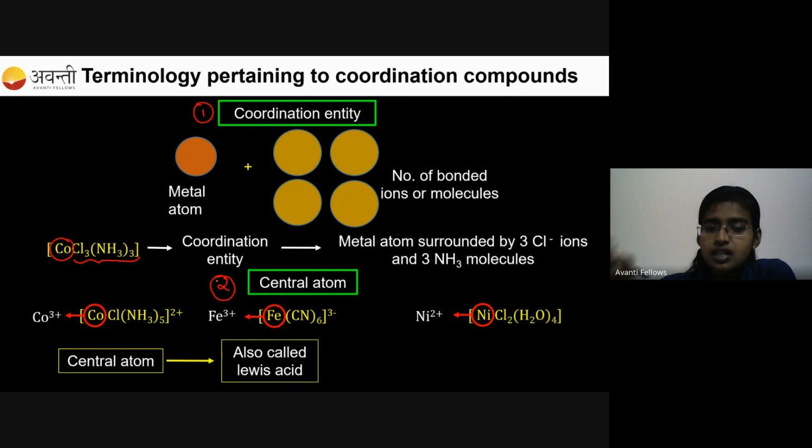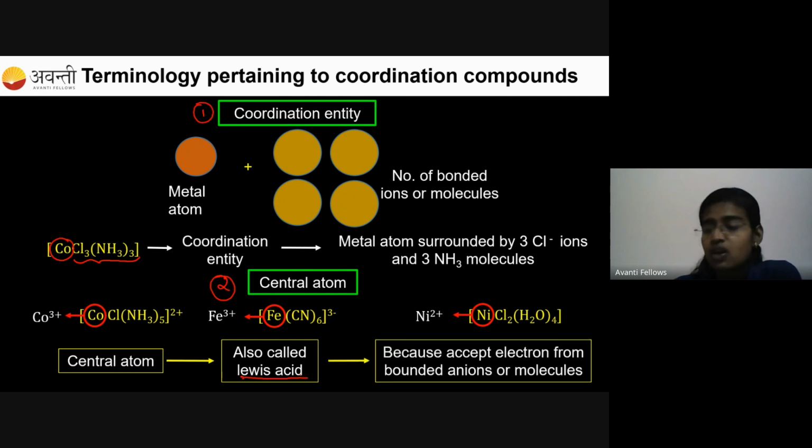So, it is a Lewis acid. This point is very important. Central metal atoms are Lewis acids. So, why are they called Lewis acids? Because they always accept the electron from the ions or the molecules to which it is bonded. It always gains the electron. It always accepts the electrons.